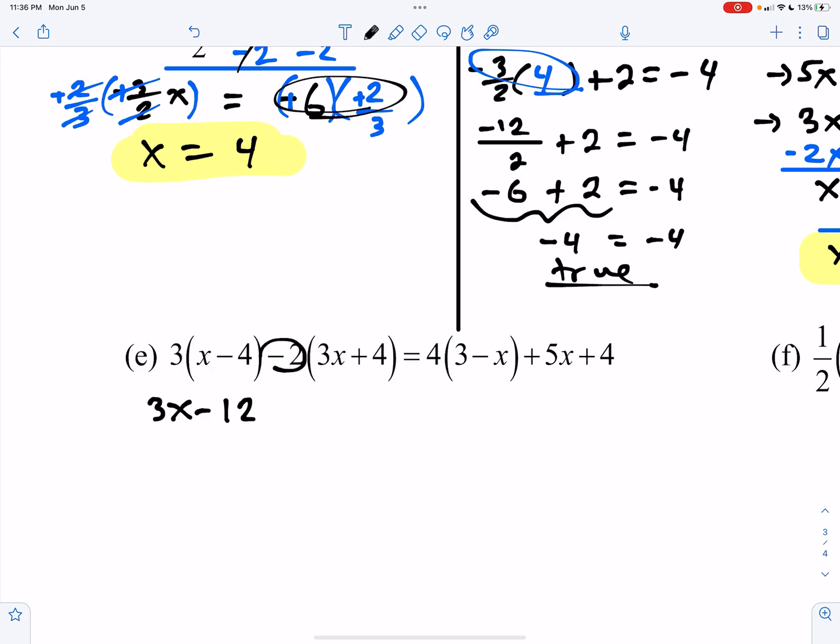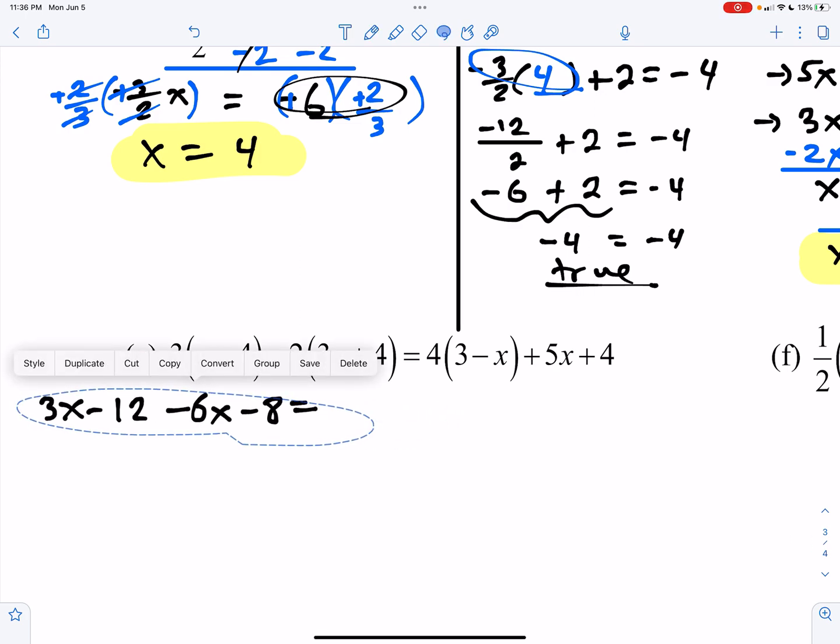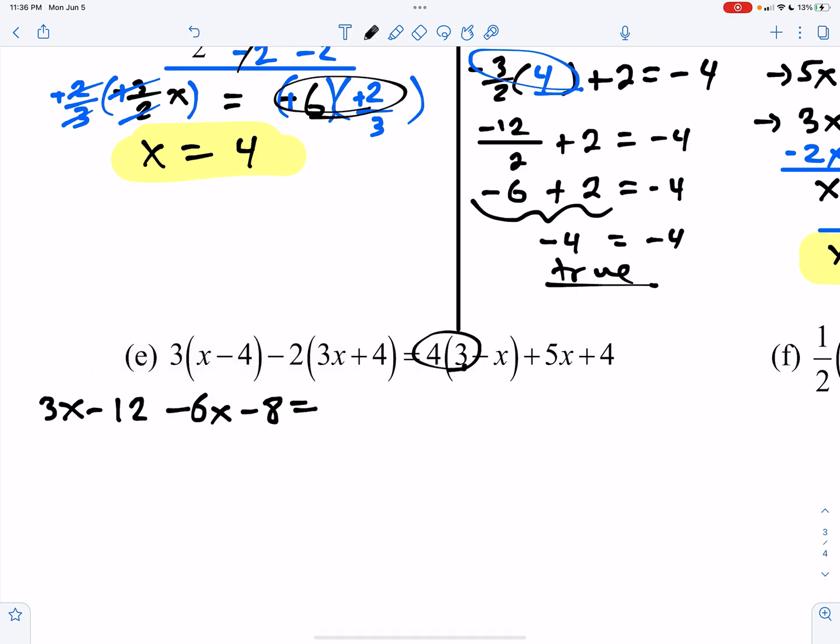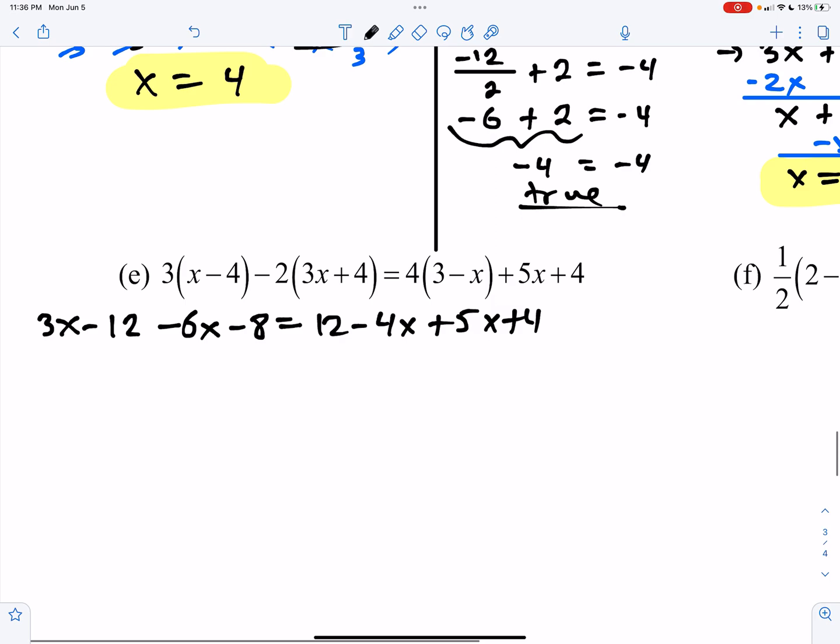Okay, next one. Negative 2 times 3x would be negative 6x. Negative 2 times positive 4 would be negative 8. Equals. Just going to move this over a bit. Equals. Now on this side we have 12. 3 times 4 is 12. And then 4 times negative x is minus 4x. And then just putting what else is here. 5x plus 4. Now cleaning everything we have on the left-hand side, 3x minus 6x, and then we're going to be going negative 12 minus 8.